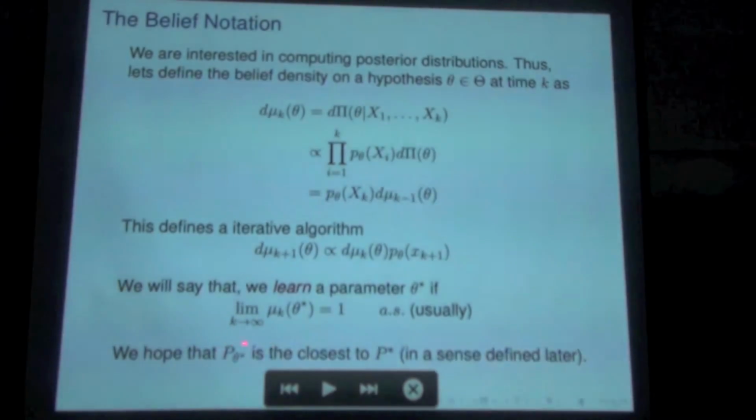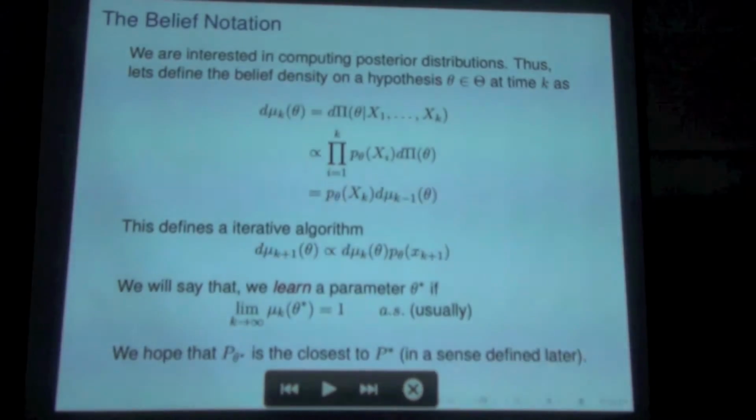What I'm saying is there might not be a theta such that P of theta is equal to P star. Right? But it's the closest. So we hope that P of theta star is the closest to P star. So it's kind of similar to variational approximation. Yeah, in a sense, yes.